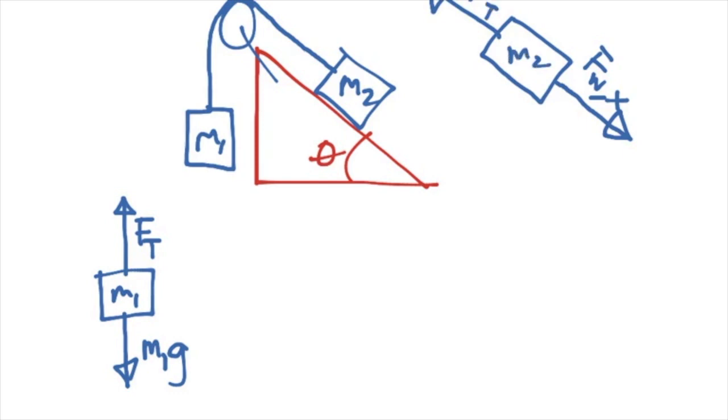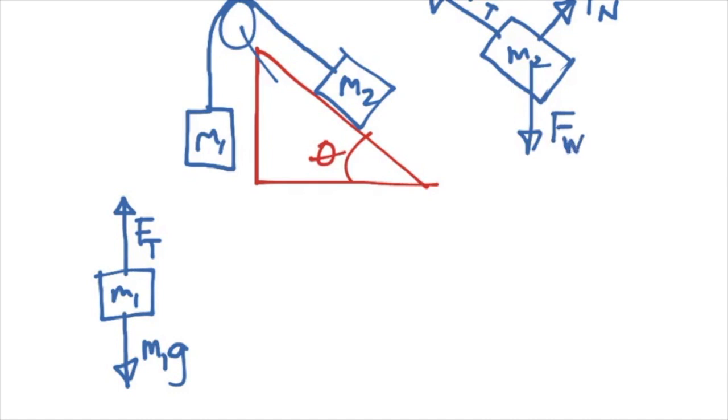There's M2's situation. Now it's also true that on M2 there is an Fn. And if I were being really careful about this, I would say that this has actually got FW. The full weight is purely vertical. But what I was starting to allude to is the fact that weight has a component that is against the ramp and a component that is along the ramp.